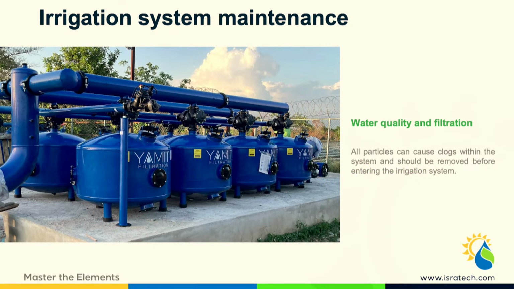Okay, so some of the points. What are the most relevant topics in the maintenance for the irrigation systems? First of all, water quality and filtration. As I said before, all particles in the water source that we are going to put into the water system can cause clogs, okay? That doesn't mean that we are not going to irrigate. We have to give the proper treatment to that water source, and all those particles should be removed before entering the irrigation system.